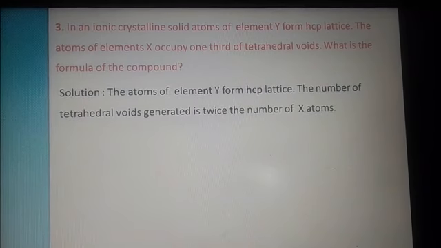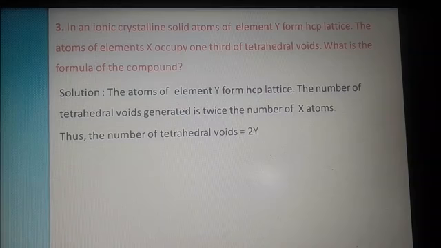अब यहाँ पर हमें निकालना क्या है? फार्मूला निकालना है. और दिया क्या है कि 1/3 ऑफ द जो इसका होता है X का, वो ऑक्युपाइड किया हुआ है यूनिट सेल में. और यूनिट सेल कैसा बना हुआ है? That is of type HCP. The atoms of element Y form HCP lattice. The number of tetrahedral voids generated is twice the number of atom X. यहाँ पर दिया है हमें.